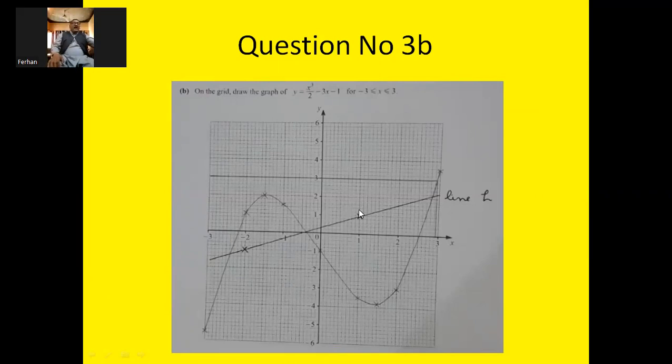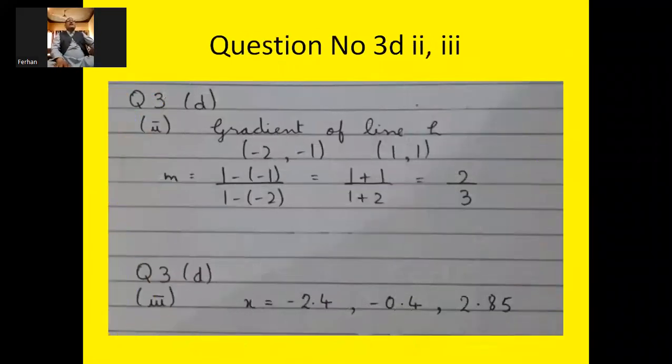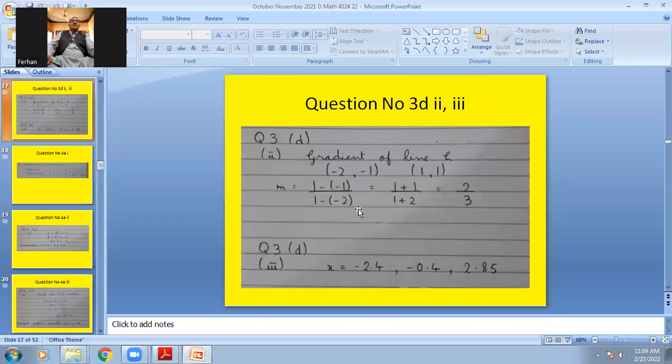And then he asked us to find the gradient of that line. I can find the gradient of the line passing through the points (-2, -1) and (1, 1). The formula for the gradient is (y2 minus y1) divided by (x2 minus x1). Famous formula for the slope or the gradient. So 1 minus -1 divided by 1 minus -2. That will be 1 plus 1, which is 2, and downstairs 1 plus 2, which is 3. So the gradient is 2 by 3.